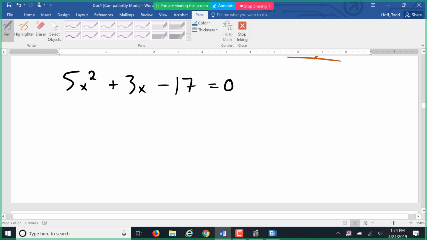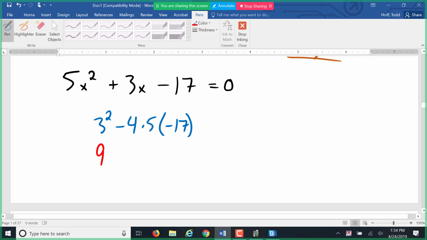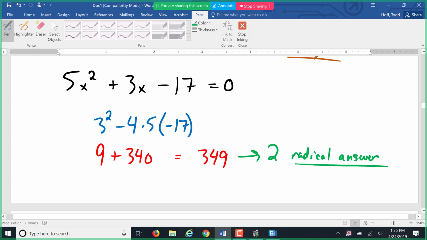Here our discriminant would be 3 squared minus 4 times 5 times negative 17. 3 squared is 9. 4 times 5 times negative 17 is a positive 340. That adds up to be 349. Well, that is not a perfect square, but it is positive. So that tells us that we are going to have 2 radical answers. They'll be real numbers, but they're going to have roots in them, a square root in them. Make sense?